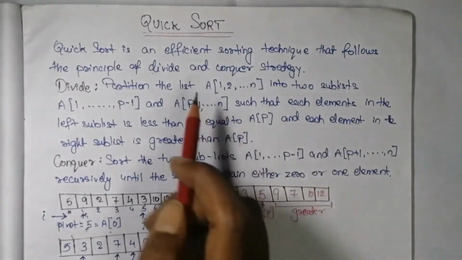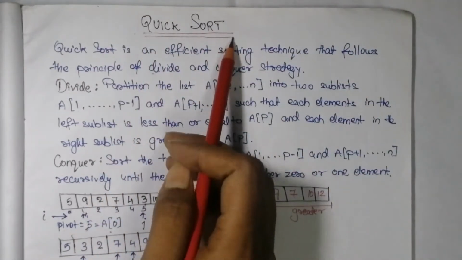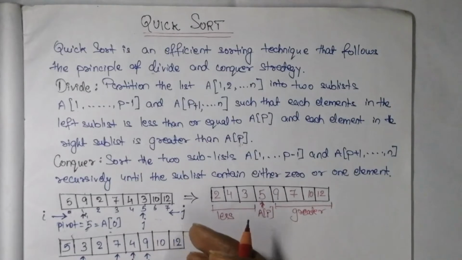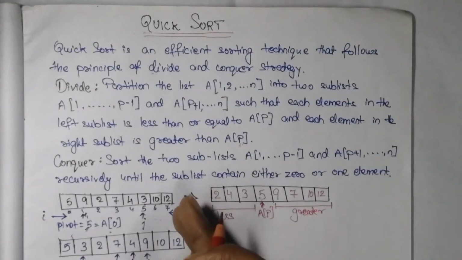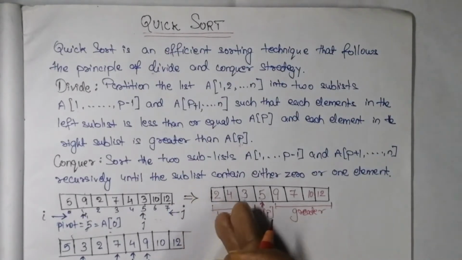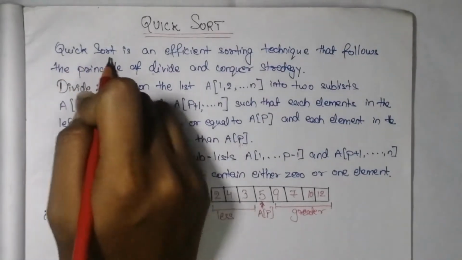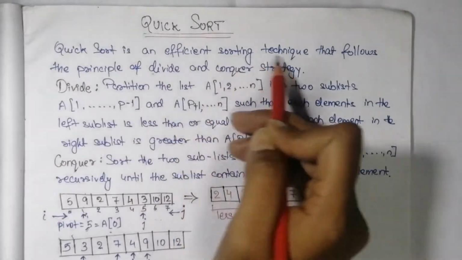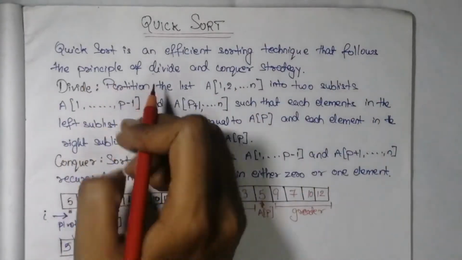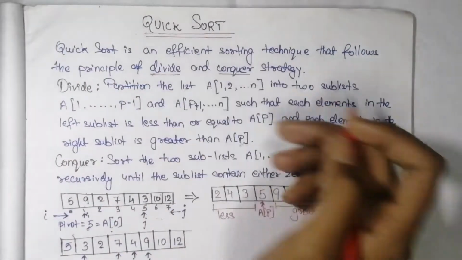Today we are going to discuss Quicksort. So, what is Quicksort? We all know this is a sorting technique used to sort an array containing some elements. This Quicksort method is an efficient sorting technique that follows the principle of divide and conquer strategy.